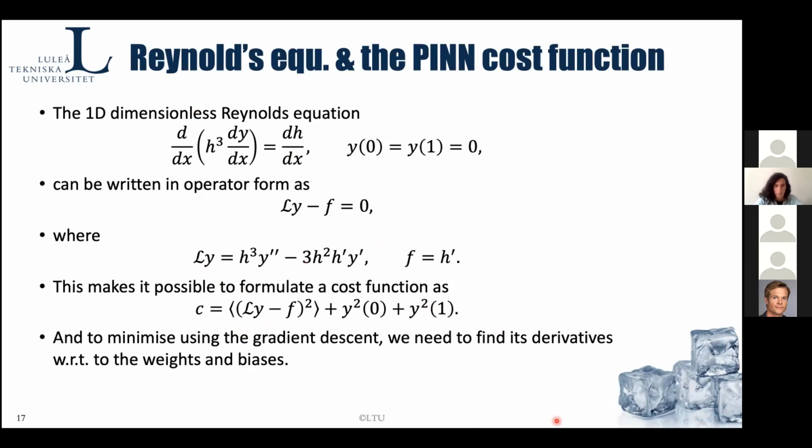So what remains to be done from this point is, as we saw before, now that we have the cost function, we need to find the gradients of the cost function with respect to the weights and the biases, because this is the means we have to minimize the cost function.